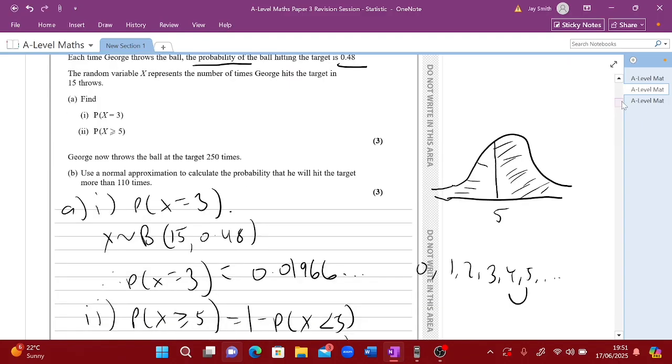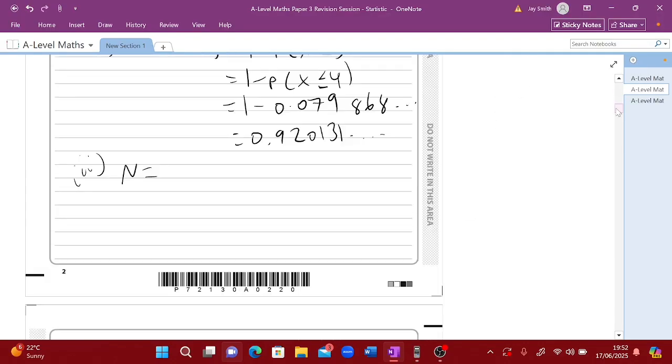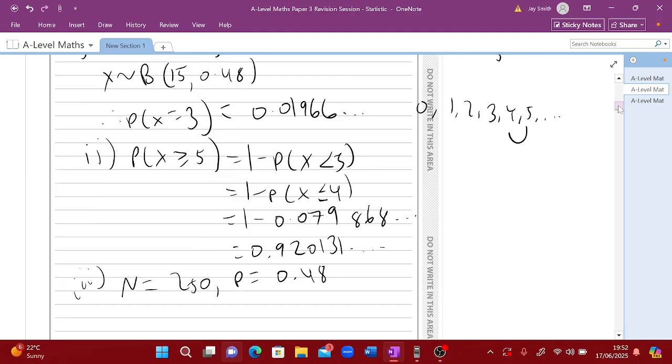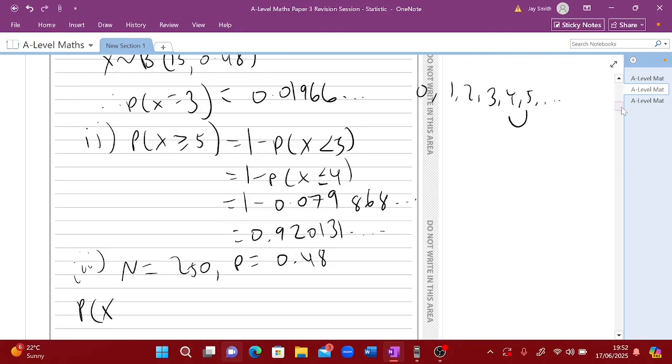Then it says George now throws the ball at the target 250 times. So now we're changing the number of trials to 250. Use the normal approximation to calculate the probability it'd be more than 110 times. So N is now 250, and again the probability is the same, 0.48. We want the probability that X, the number of hits, is more than 110. However, it says to approximate this using a normal distribution.